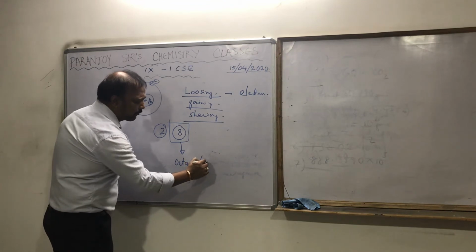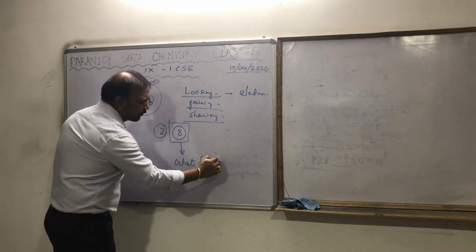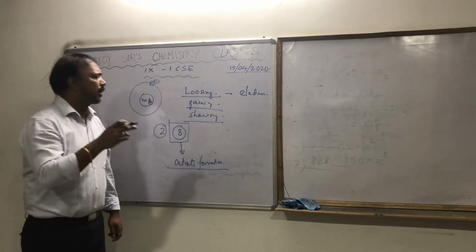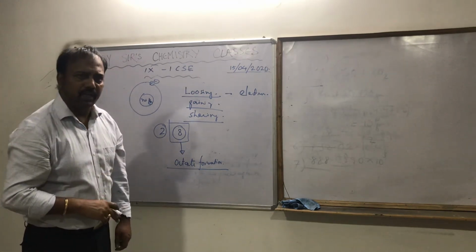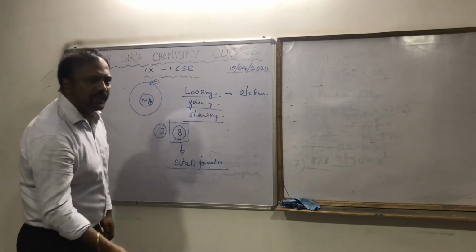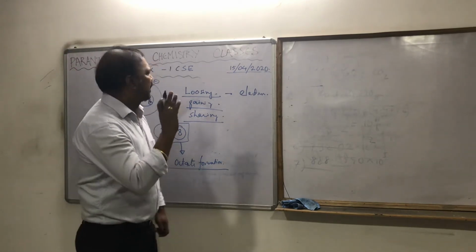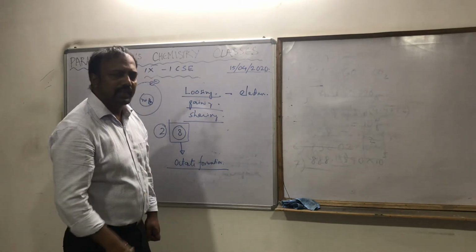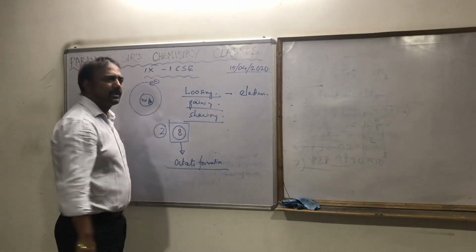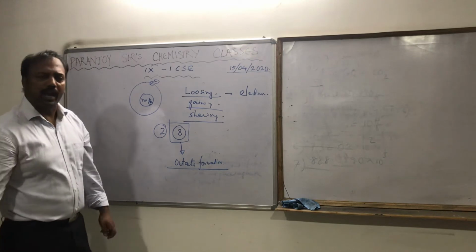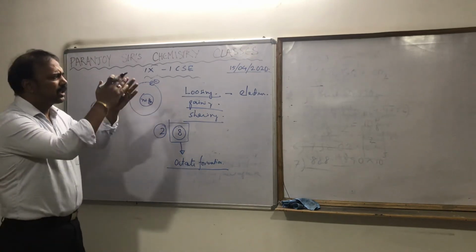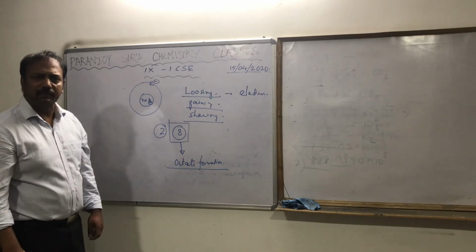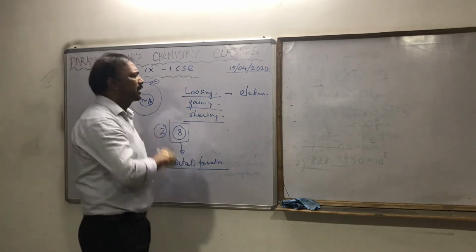So they want to form an octet, either by losing or by gaining or by sharing. If they lose 1 electron, they form an octet and the valence is 1. If they lose 2 electrons, they form an octet, the valence is 2, and so on. Let us do it with some examples. It will be very easy for you in that case.